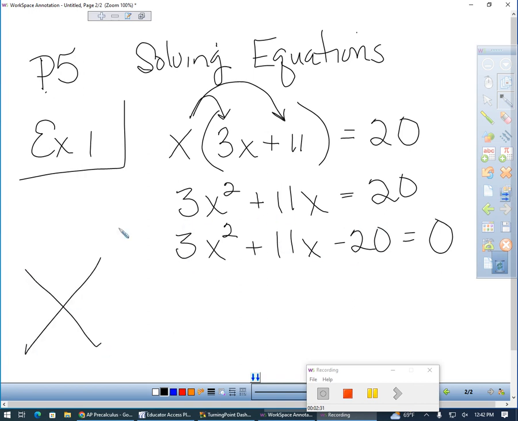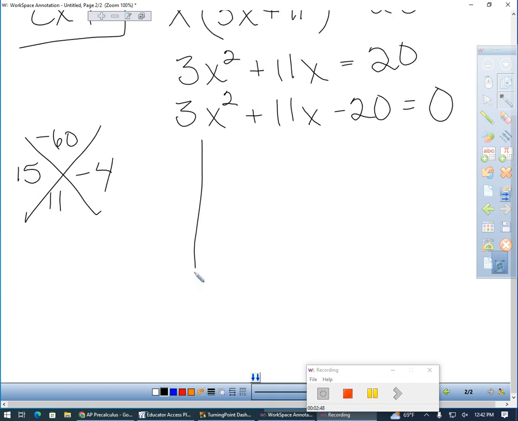Last number times the first is negative 60. Middle number is 11. The sides of the x would be 15 and negative 4. But I'm not done. We have to put that in the box, right? First term of the quadratic is 3x squared. Last term of the quadratic is negative 20. The diagonal are the sides of our x, 15x and negative 4x.